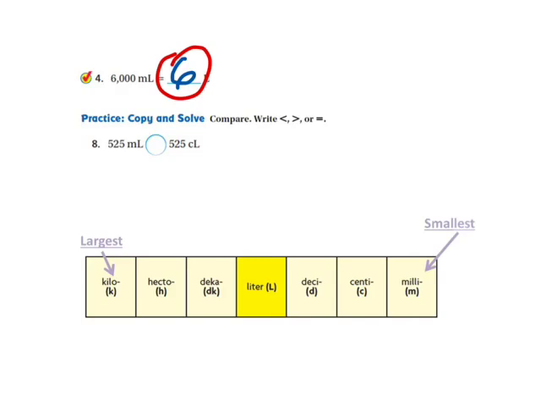So I have 525 milliliters on one side and 525 centiliters on the other. Okay, so I see centiliters are bigger than milliliters, so I can convert either one of these to make it the same as the other one, but I'm going to choose the centiliters. So 525 centiliters. Centiliters are bigger than milliliters, so we're going from big to small, so that's multiplying. Now we need to figure out how much we multiply it by.